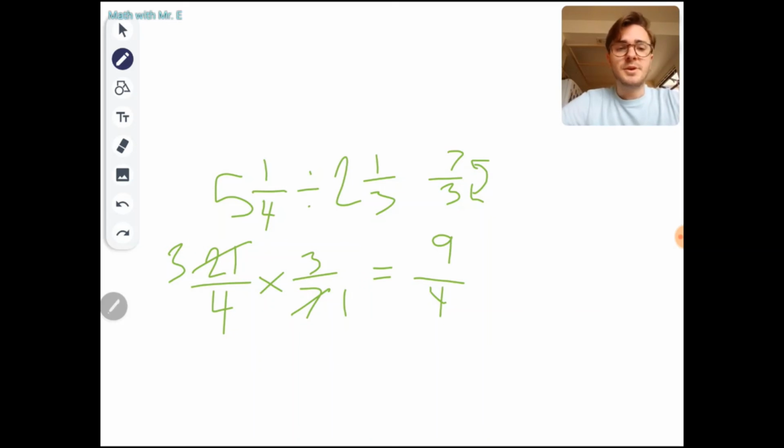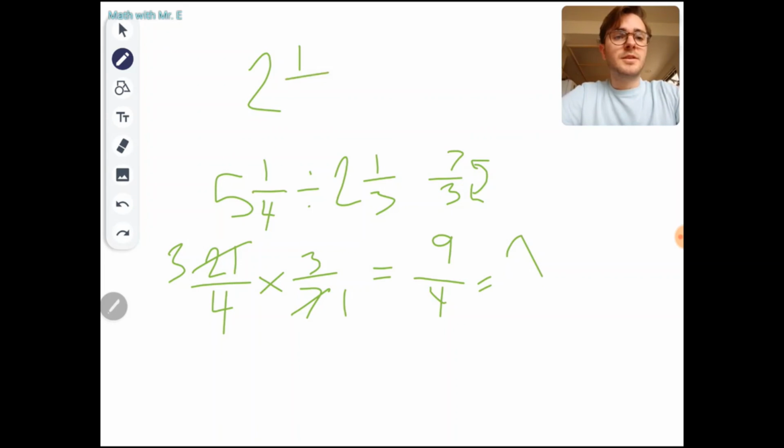So then our last step, 9 divided by 4, would be 2 and 1/4. And that would be our answer to 5 1/4 divided by 2 1/3. And that is how you divide two mixed numbers.